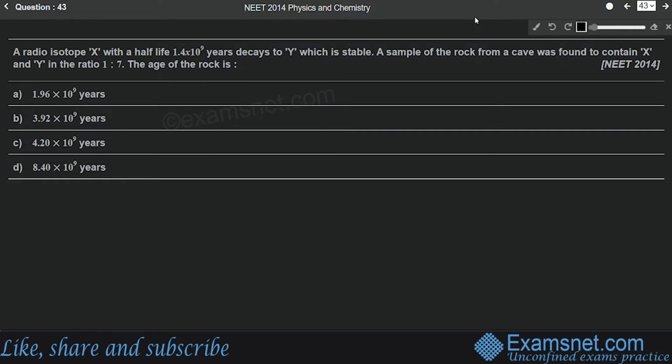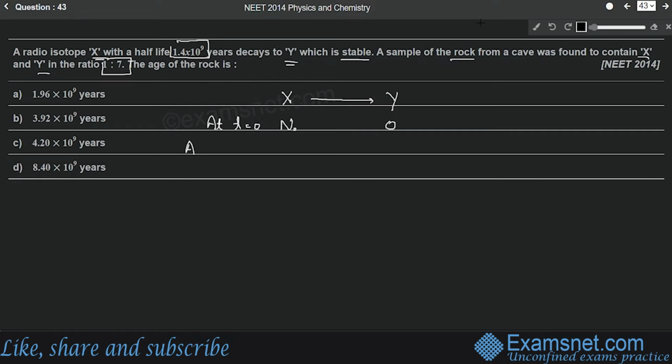Question number 43 is again from the chapter Nuclei, and the question is: a radioisotope X with a half-life 1.4 into 10 to the power 9 years decays to Y, which is stable. A sample of the rock from a cave was found to contain X and Y in the ratio 1:7. The age of the rock is. Okay, so we have a radioisotope X that is converted to Y after the radioactive decay. Now initially, that means at time t equals 0, a certain amount of X would be present. Let's say n naught amount of X was present. Okay, and since no decay has taken place yet, the amount of Y would be 0.